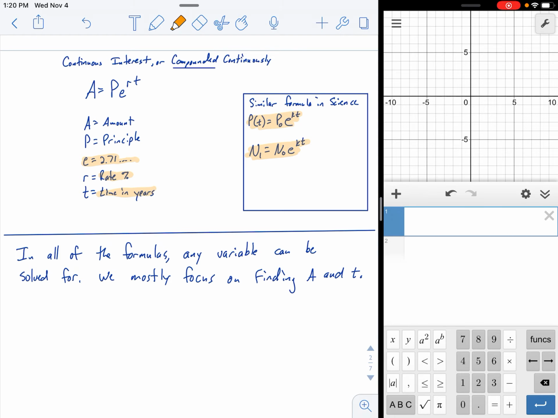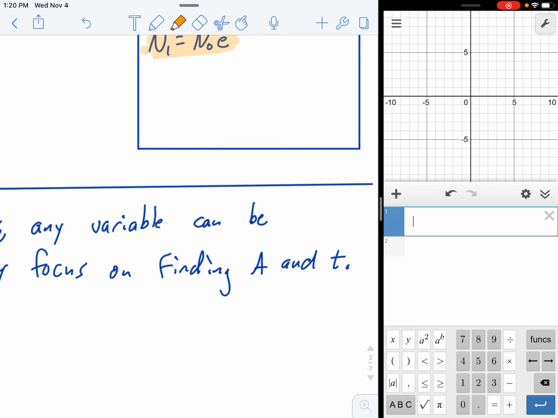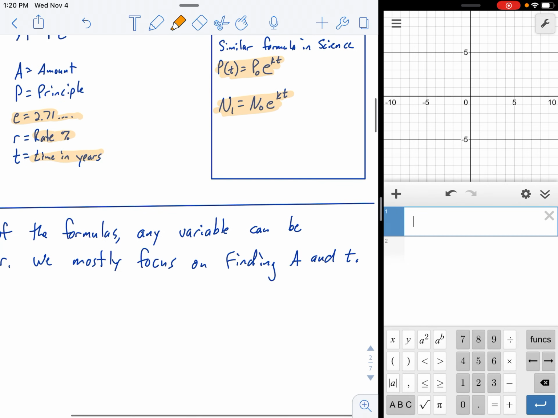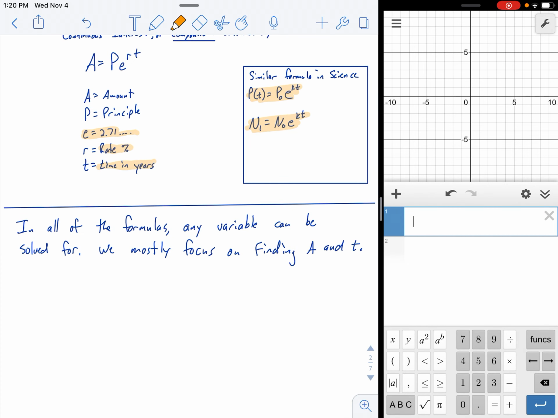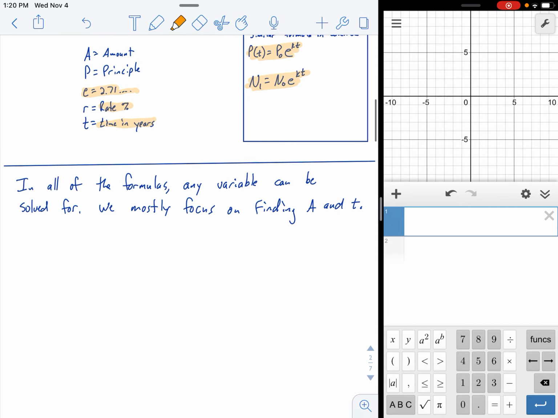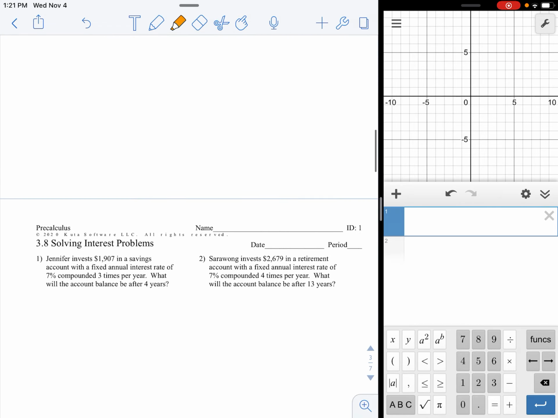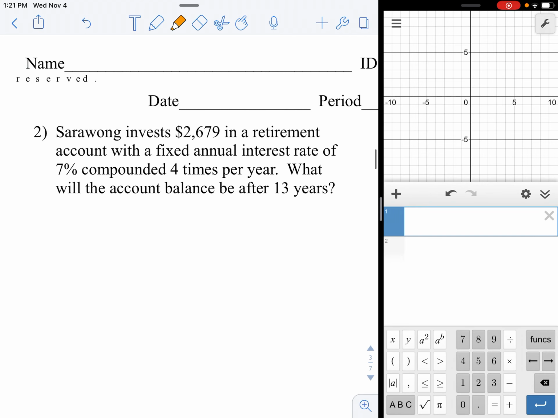In this worksheet, we're going to be mainly focusing on A and T. So just let that be known. You can do lots of different math with this. We're going to focus on solving for A, solving for T. Here's what it's going to involve. You're going to read the problem, use the context to choose the formula that's proper, plug in the numbers, and then solve it.